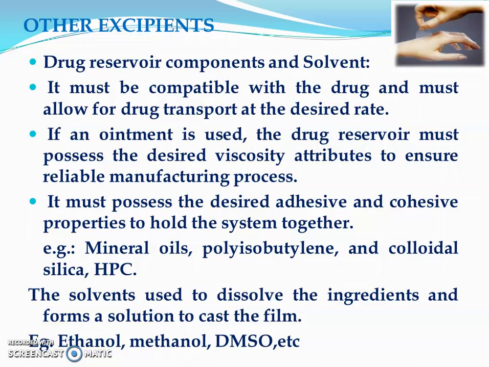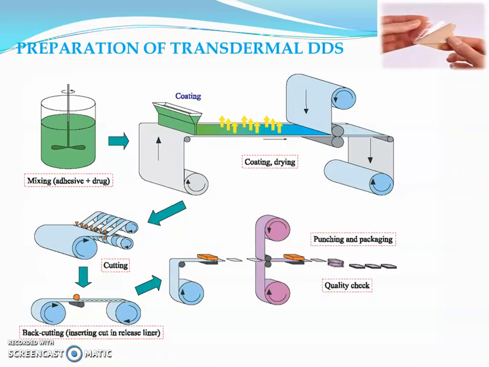The solvents are used to dissolve all the ingredients and the drug and form a solution that is used to cast the film. Some examples are ethanol, methanol, DMSO, etc. So all these components play an important role in the designing of a transdermal drug delivery system. So next one is the preparation of the transdermal patch.